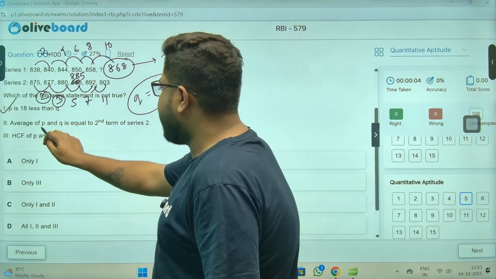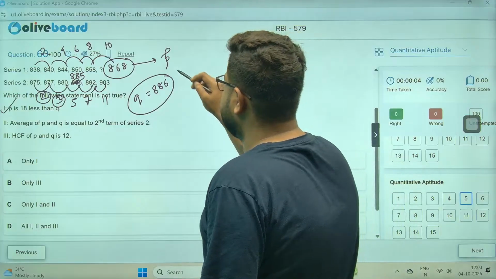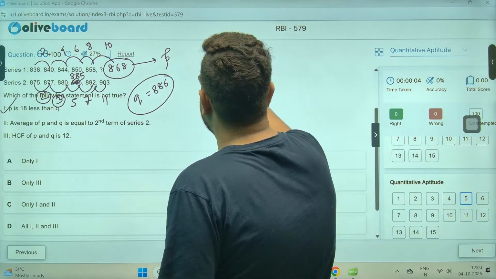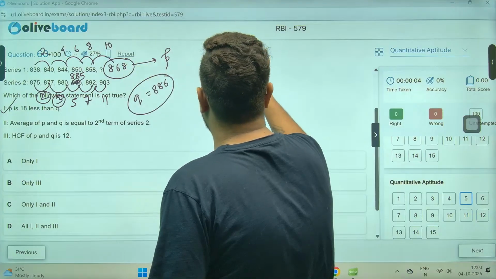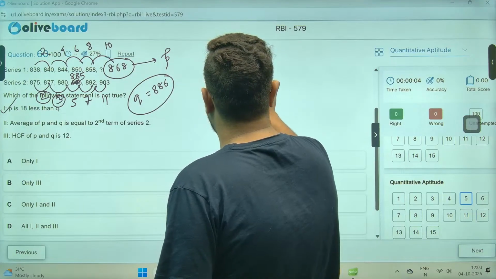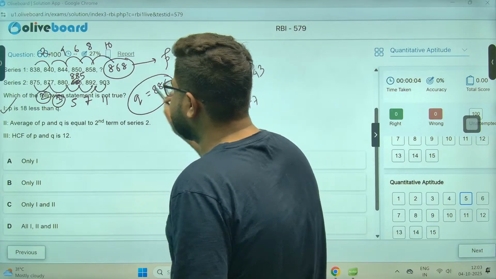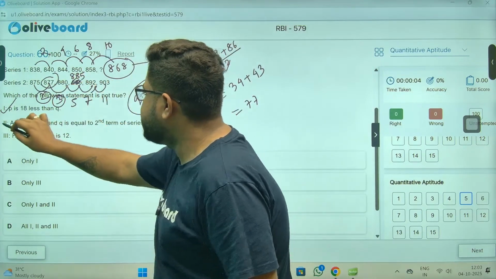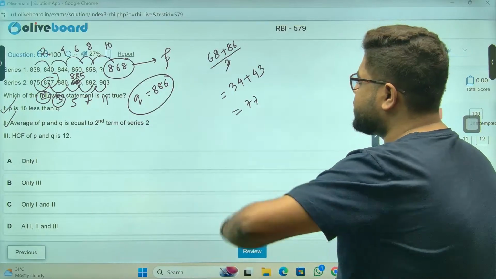It is true. Average of P and Q is equal to the second term of series 2. Sir, average will be 68 plus 86 by 2, because 800 I am omitting. So this is 34 plus 43. 77, sir. 877, second term of series 2. Yes, sir. This is also correct. HCF of P and Q is 12.